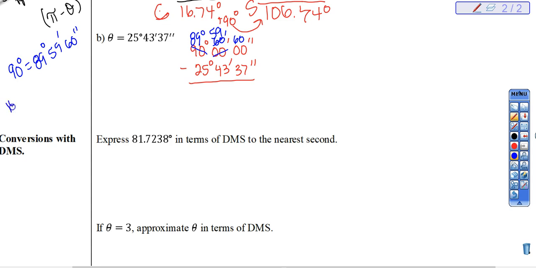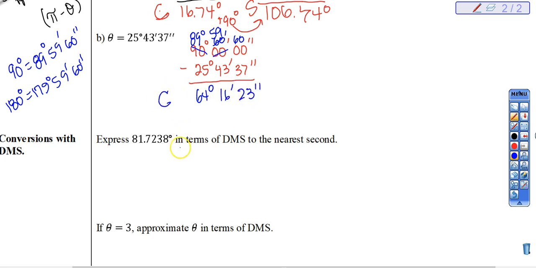Same thing for 180 degrees. 180 degrees is 179 degrees, 59 minutes, and 60 seconds. Really important to know that if we're going to do math in degrees, minutes, and seconds. So let's figure this out quickly. I have the answer here, 64 degrees, 16 minutes, and 23 seconds.